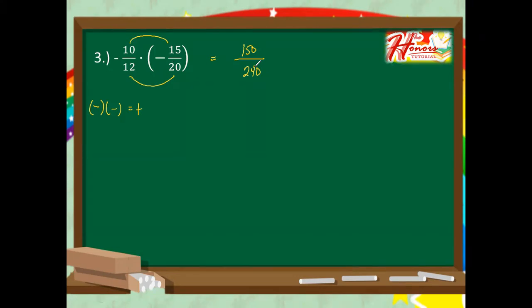And then please simplify it, just like what we did earlier. Divide this by 10. Think of a number that can divide them without remainder. So 150 divided by 10, that's 15. 240 divided by 10, that's 24. And then think again of a number that can divide them, so that's 3. Just like what we did earlier. 15 divided by 3, that's 5. 24 divided by 3, that's 8. So it's 5 over 8 again.